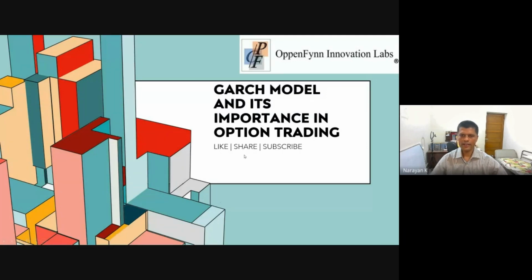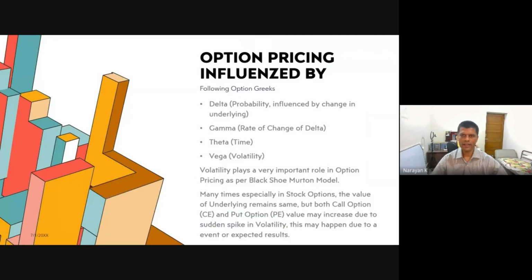So what is the GARCH model and its importance in option trading? Option pricing is influenced by the following option Greeks. Delta, that is the probability influenced by the change in the underlying. Gamma, that is the rate of change of delta. Theta, that is the time factor, especially if you are selling an option. Vega, that is the volatility.